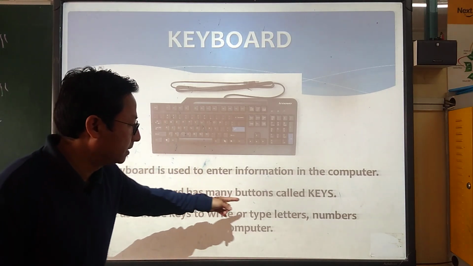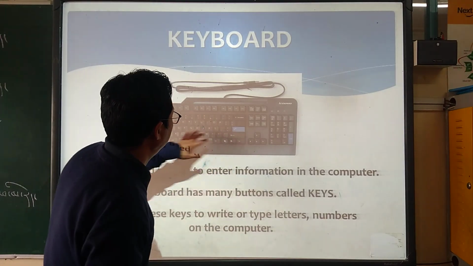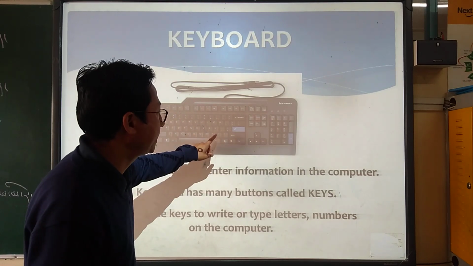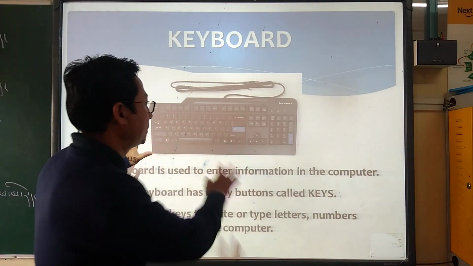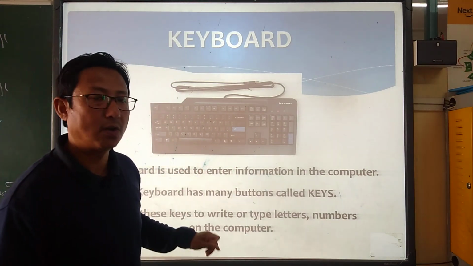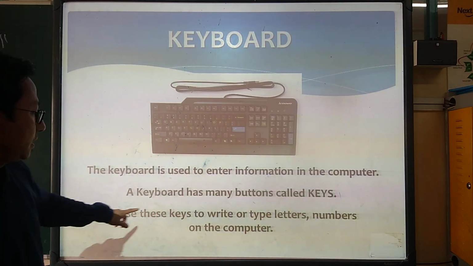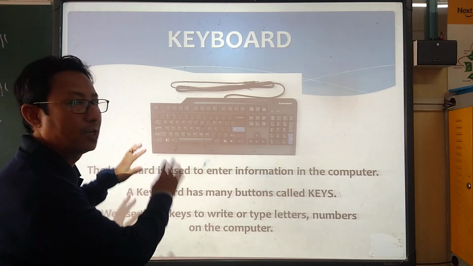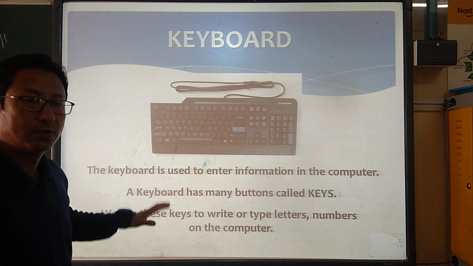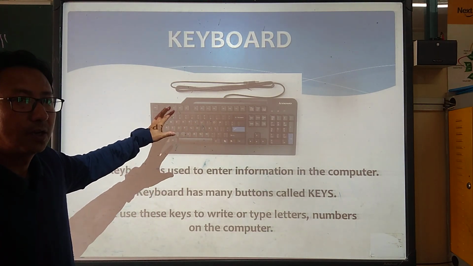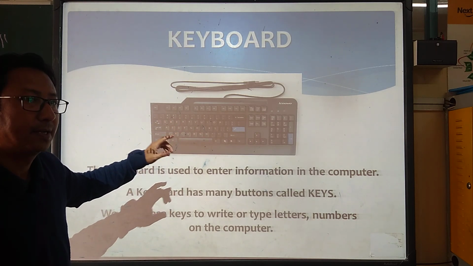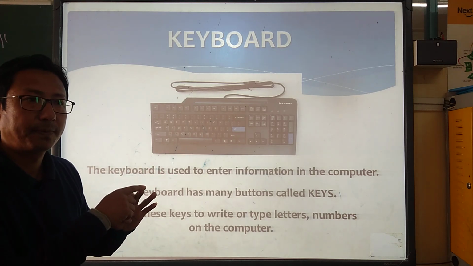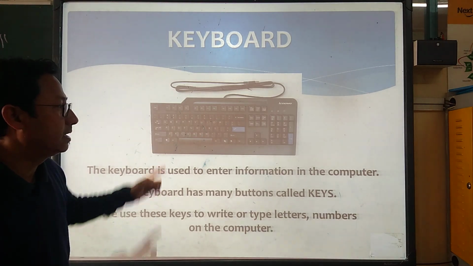The keyboard has many buttons. It has plenty of buttons. If you look at the keyboard, there are plenty of buttons. These are all called keys. You have the number keys, the alphabet keys, the arrow keys. All those buttons are called keys. We use these keys to write or type letters and numbers on the computer. With the help of the keys, you can type letters, you can add numbers. So this is also the most important part of the computer. So the four parts were the CPU, the monitor, the mouse, and the keyboard.